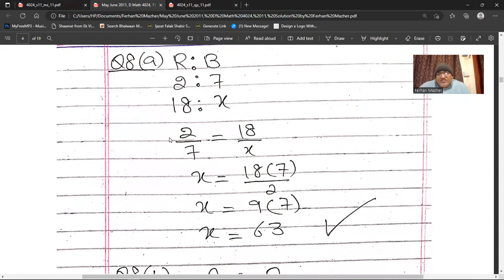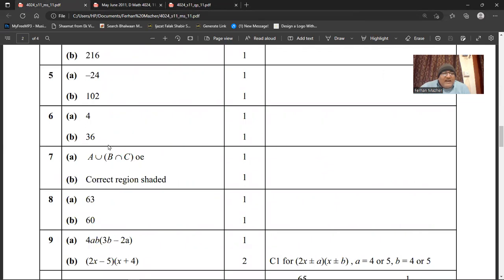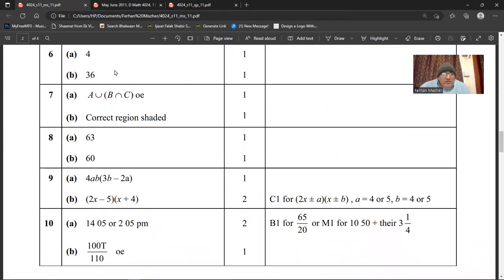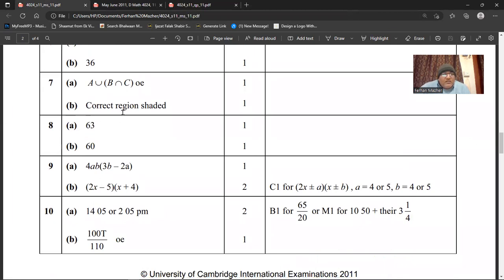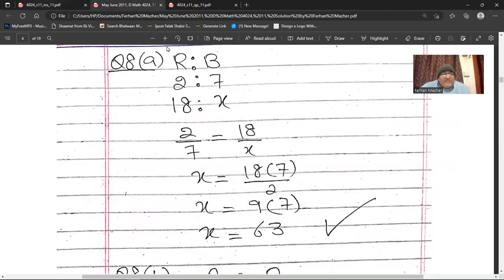So the blue balls are X. So 2/7 is equal to 18 by X. Cross multiply: 2X is equal to 7 into 18, and X will be equal to 18 times 7 divided by 2. 2 and 18 will cancel with the table of 2, so you will be left with 9 times 7, and that will be 63. So the blue pens, they are 63. So our answer is right.